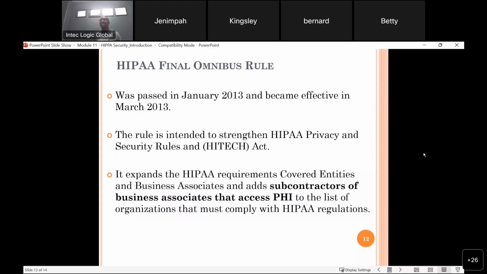The main thing about the Omnibus Rule was that they noticed records being shared with the business associate. If a covered entity shares their records with a business associate, somebody providing IT services to them, those business associates were also sharing the records with their subcontractors. And initially, the law was not covering the subcontractors. So the Omnibus Rule said no.